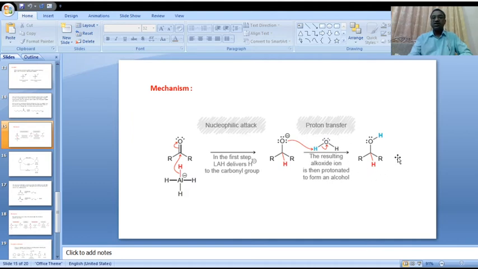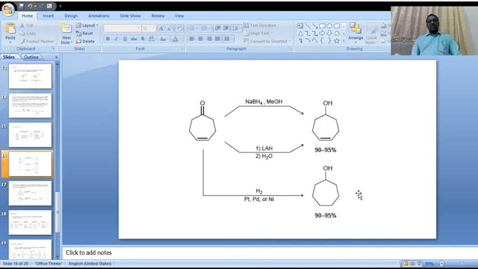Monohydric alcohol is formed from ketone in presence of lithium aluminum hydride. Is it clear, all of you? This is the clear-cut mechanism of the LAH reducing agent. Now let us go to various examples of this particular reduction reaction.